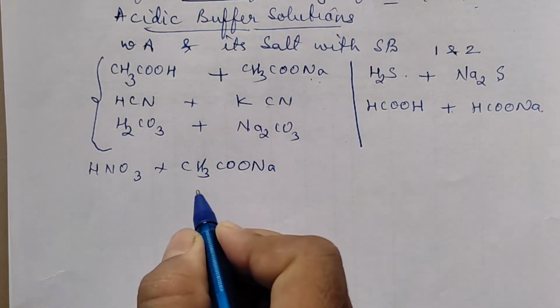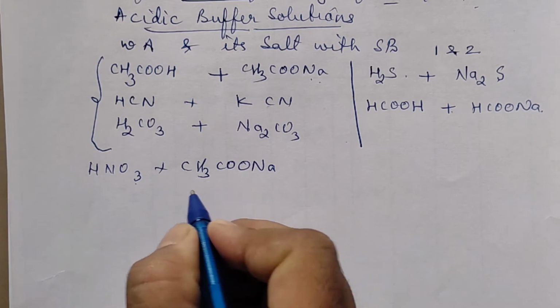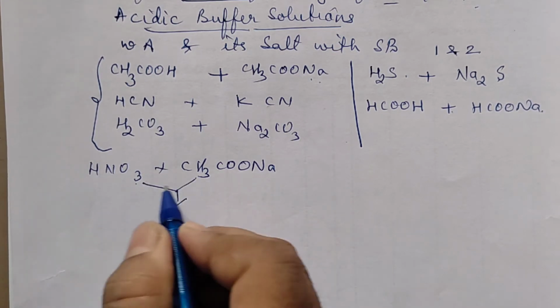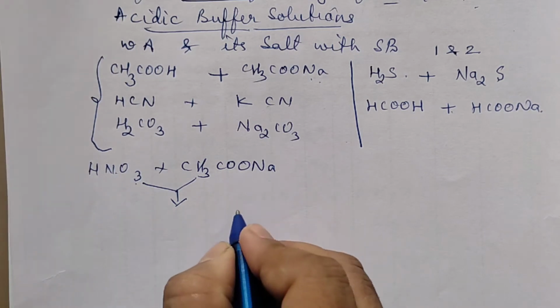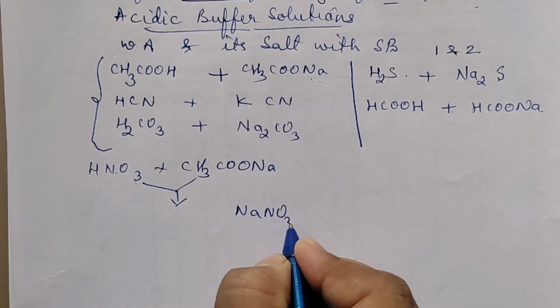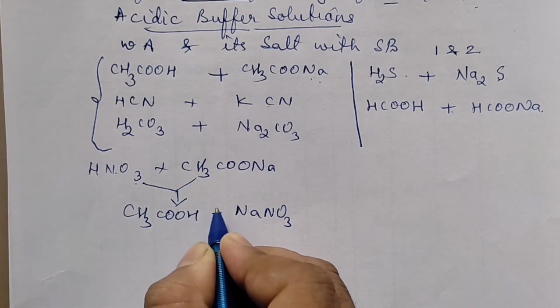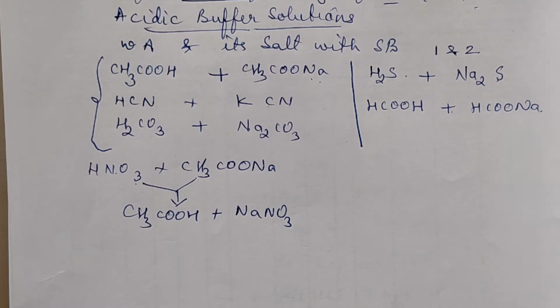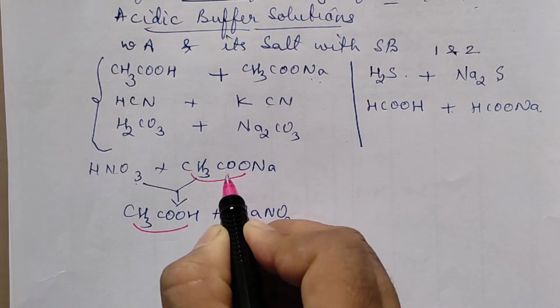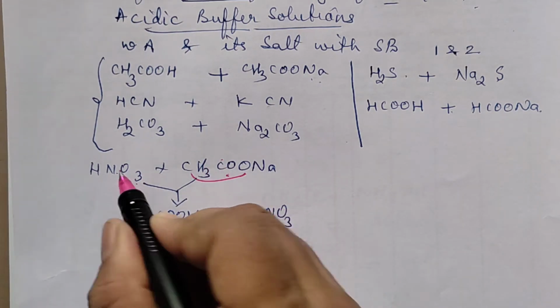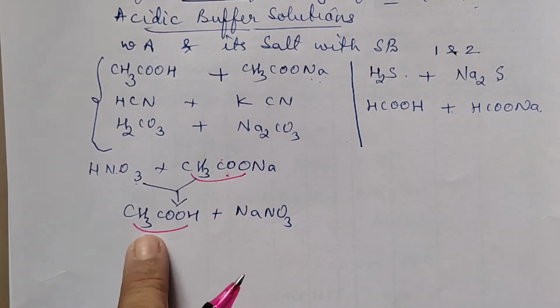Then you think about what products will be obtained when these two react. The products obtained will be NaNO3 and acetic acid. That means one of the products, acetic acid, together with the sodium acetate, can form a buffer solution. So this can be considered a buffer solution provided the concentration of this salt is comparatively more than the nitrate, because when these two react, the equation is balanced and they react in a 1:1 ratio.